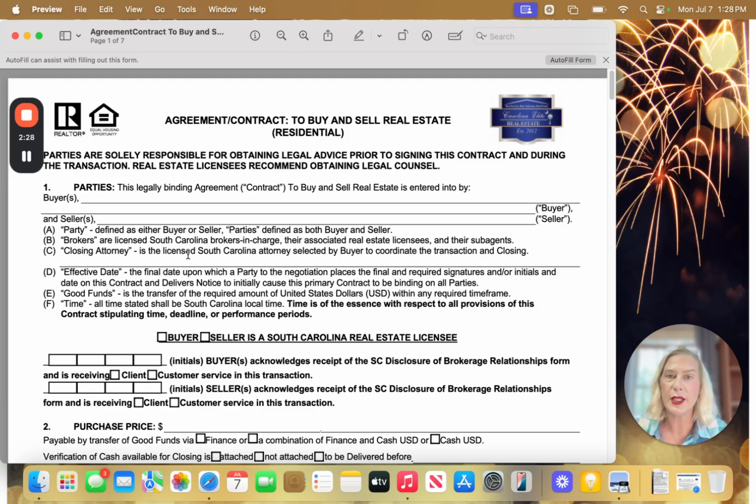Who's it going to be? Weeks Law Firm, Fody Law Firm, Hand Law Firm. You guys get the point. Just write who the closing attorney is going to be.